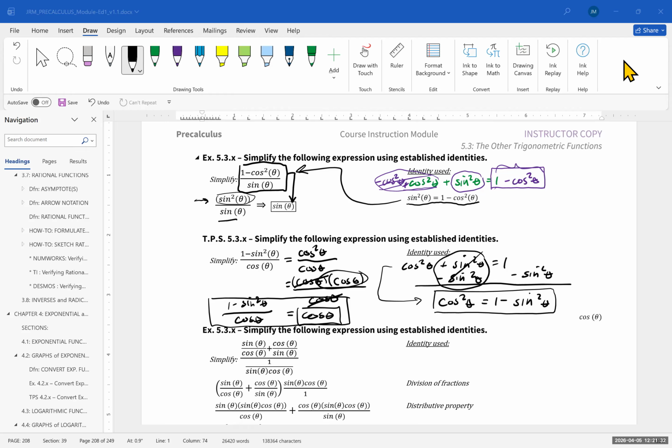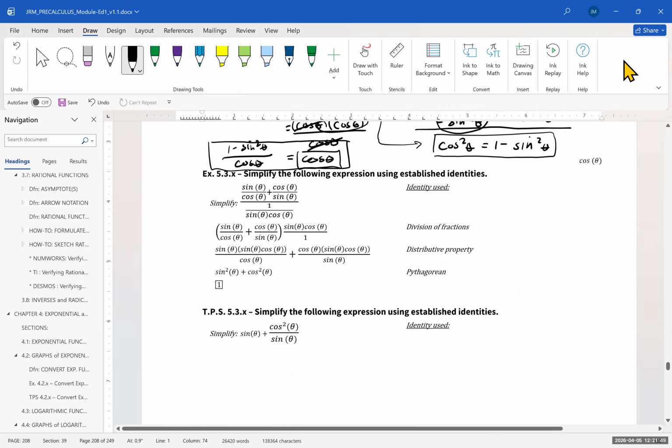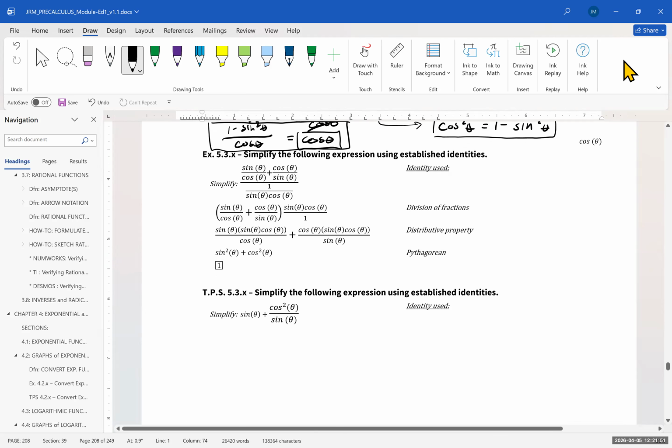Okay, so these first pair of examples in think, pair, share, this was kind of like a single step trig identity simplification. But often, these trig expressions take multiple steps. Okay, so they get a little harder. So let's look at an example of what one of those looks like.